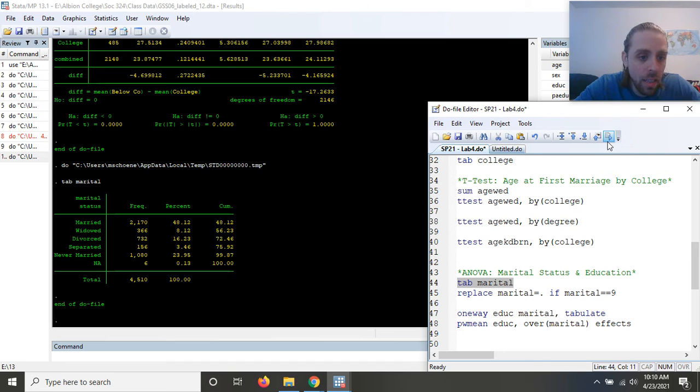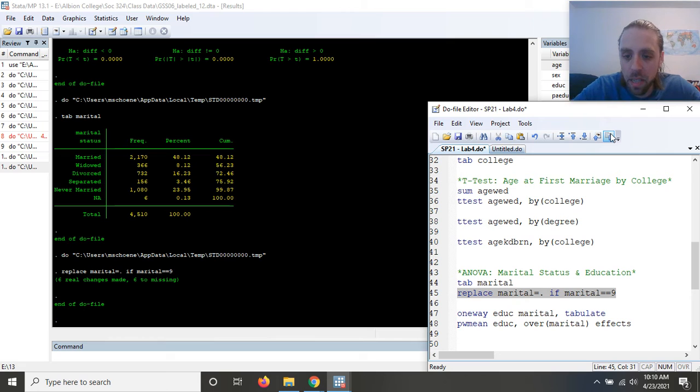I want to clean up those NAs because that's missing data. So replace marital equals period if marital equals 9. I have to take care of those missings, otherwise it's going to create a group that makes no sense. So 6 changes to missing.